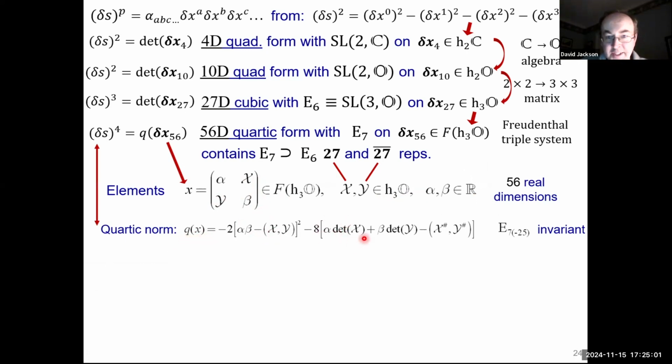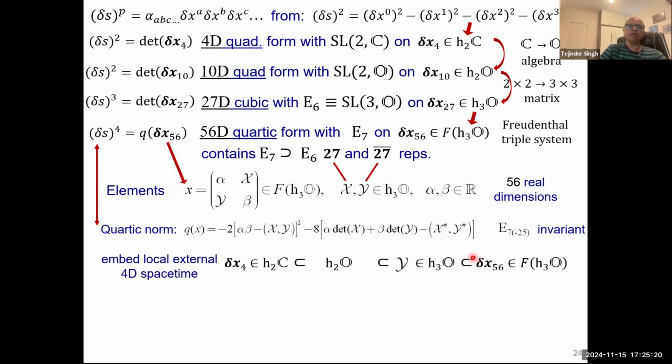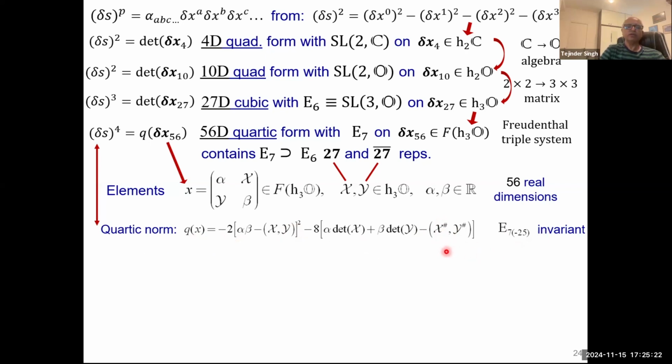And the quartic norm is written like so, it contains the determinant, and I forget the technical jargon for what these functions are. Freudenthal product or something, yes. Yeah, that's it. It's all to do with the triple system and how these things are related. Because the X and Y are elements, they are Jordan matrices. That's right.